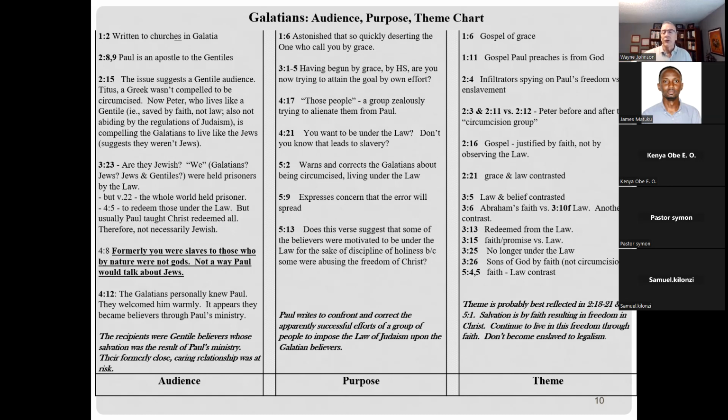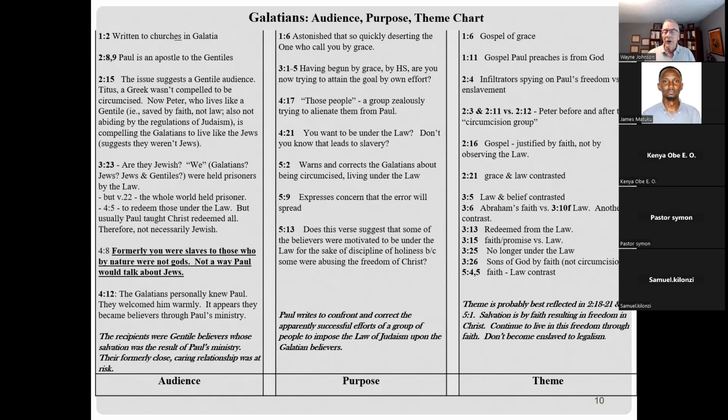And then the same thing. I won't go through all of this, but the same thing with various themes. Just to take note, repeated ideas of grace, of freedom, of bondage and enslavement, of the law, and so forth. Even in chapter 3, the law is so much a part: redeemed from the law in verse 13, faith and promises contrasted with the law in verse 15, we're no longer under the law in verse 25, we're sons of God by faith in verse 26. And then in chapter 5, verses 4 and 5, there's a contrast between faith and law again.